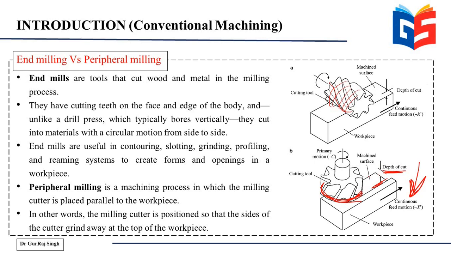It can only cut on the surface to give a certain depth, but it is this portion that does the cutting. So these portions are not involved in the cutting process. However, in case of peripheral milling, it is where the cutter is placed parallel to the workpiece. So again, this cutter, its axis is parallel to the workpiece surface. However, in case of your end milling, the axis of the cutter is perpendicular to the workpiece axis. So that's again a very significant difference between end milling and peripheral milling.